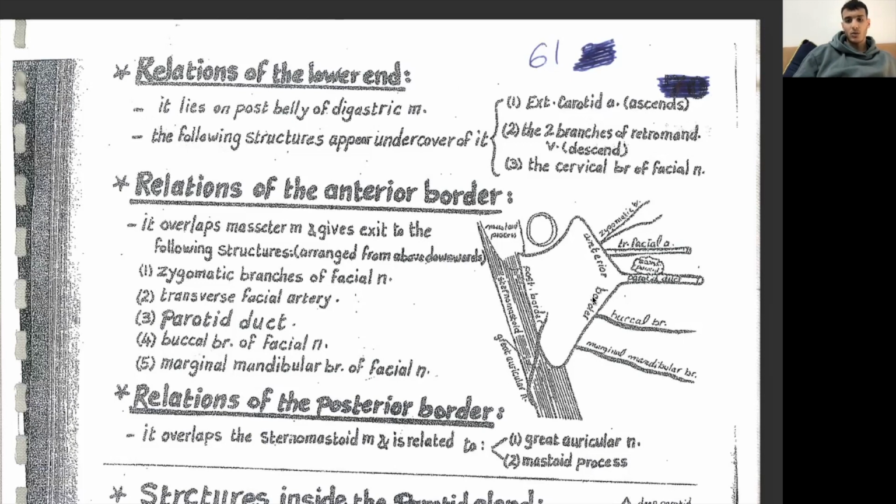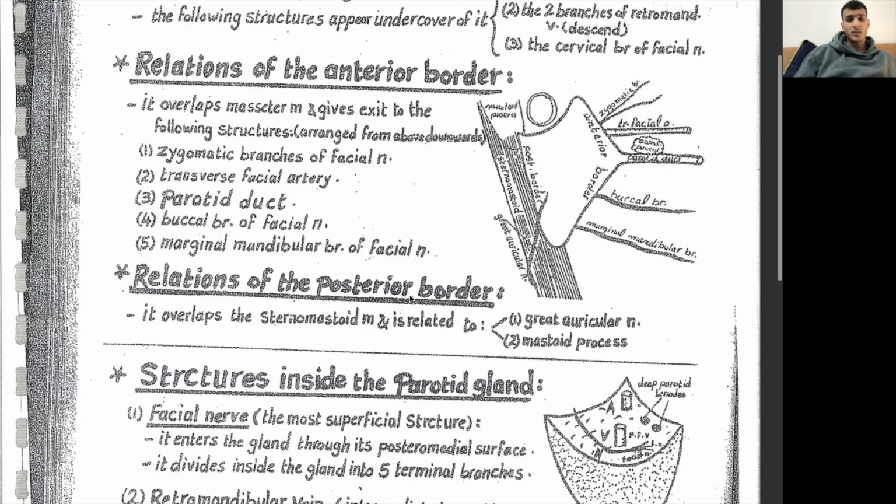Okay, these are all things that pass through the parotid gland and emerge through the anterior border. Relations of the posterior border: greater auricular nerve and the mastoid process.